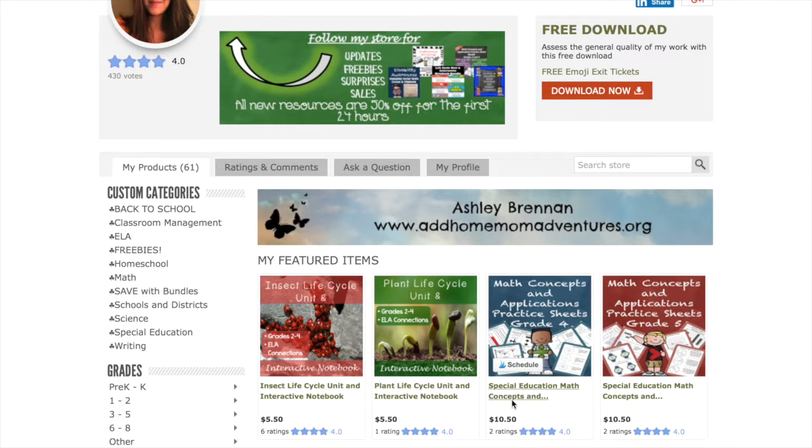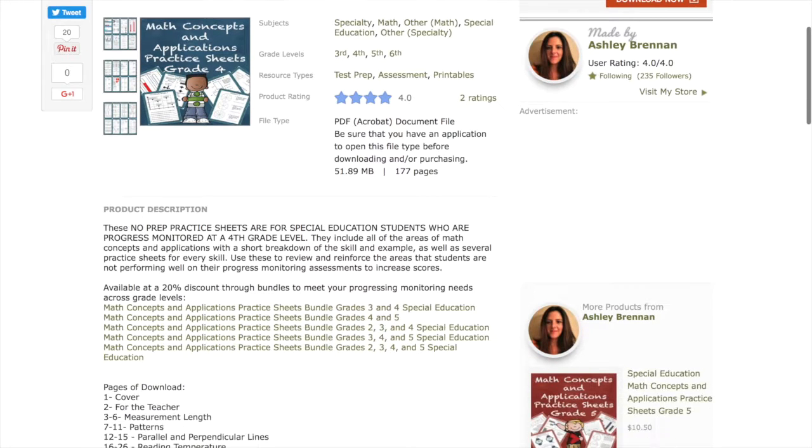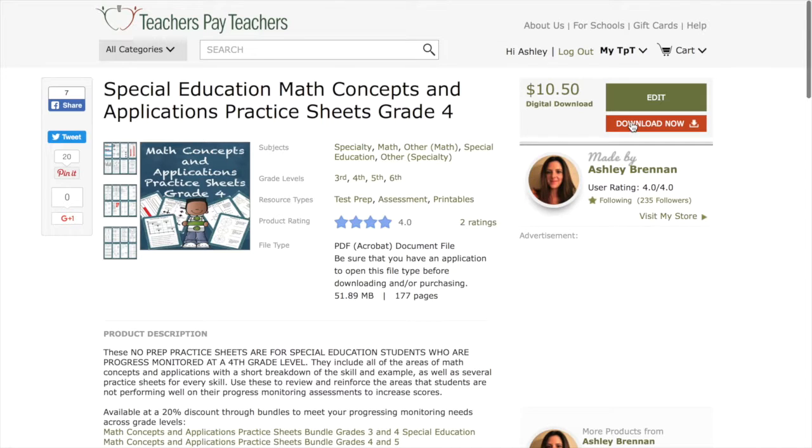So I'm going to do the 4th grade one this time. It's my special education math concepts and applications practice sheets for grade 4. I have them bundled in all different ways because you might have kids on your caseload that are progress monitored at a 2nd grade level, a 3rd grade level, a 4th grade level, and you need them all. Or you might just need the 4th grade, or just the 5th grade, or just the 2nd grade. You might need 2, 3, 4, or 3, 4, 5, whatever you need. So we're going to download just the grade 4 today. I already have a video about grade 5. So I'm going to download it and it should open right up.